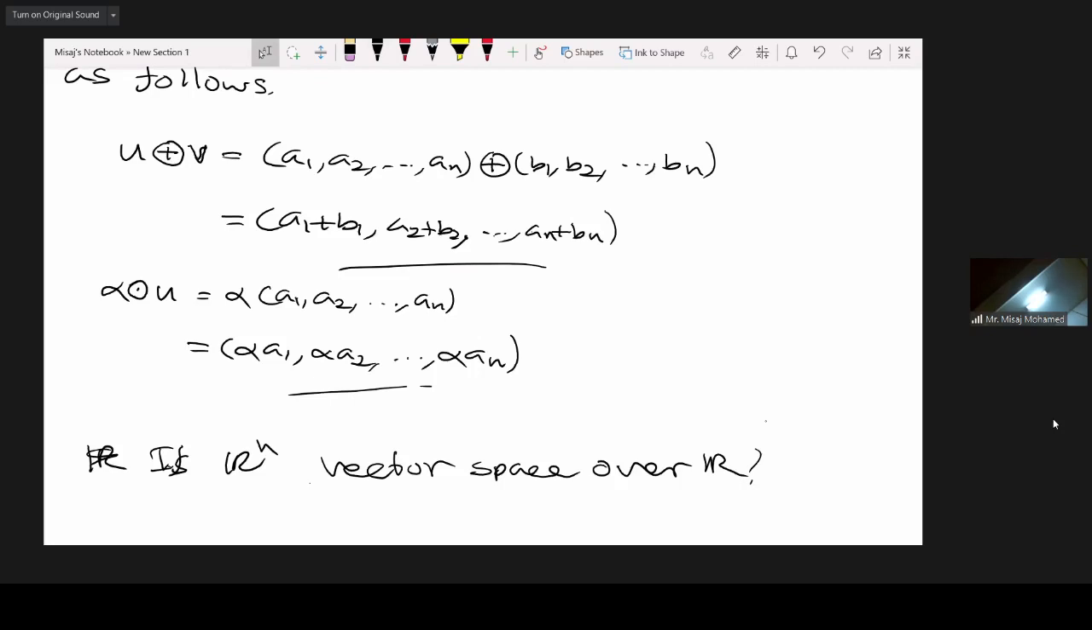So is this addition in Rn? Is it clear that u plus v is in Rn? This addition is given. This is the form of addition. First of all, you have to check whether this addition is in Rn. Is it in Rn?